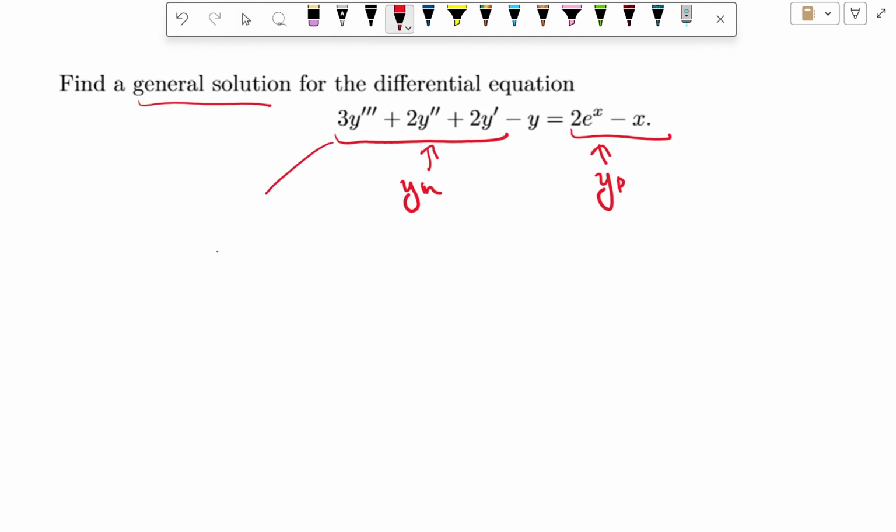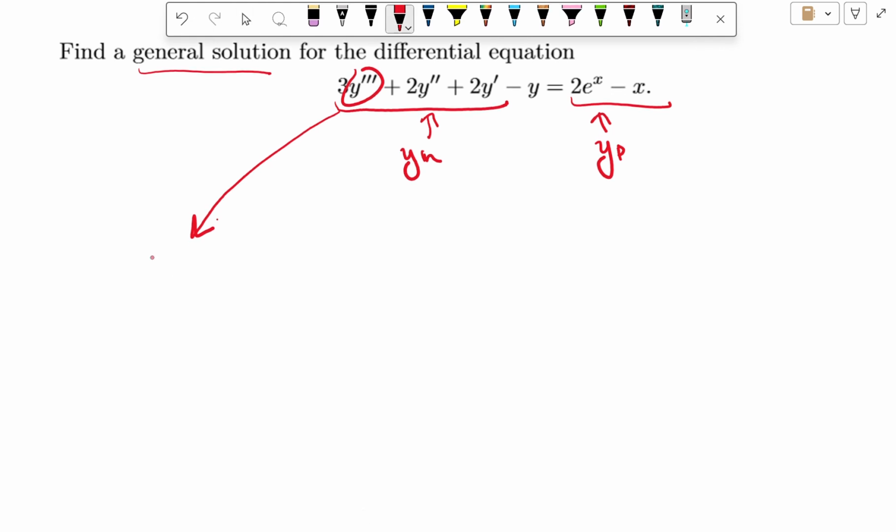To find it, we just need to write the auxiliary equation. How do we get the auxiliary equation? Just by putting, for example, here it's y triple dashed. It's the third derivative. So just replace it by m cube. Why? Because the third derivative can be written as d cube y. And okay, I'll just write it down.